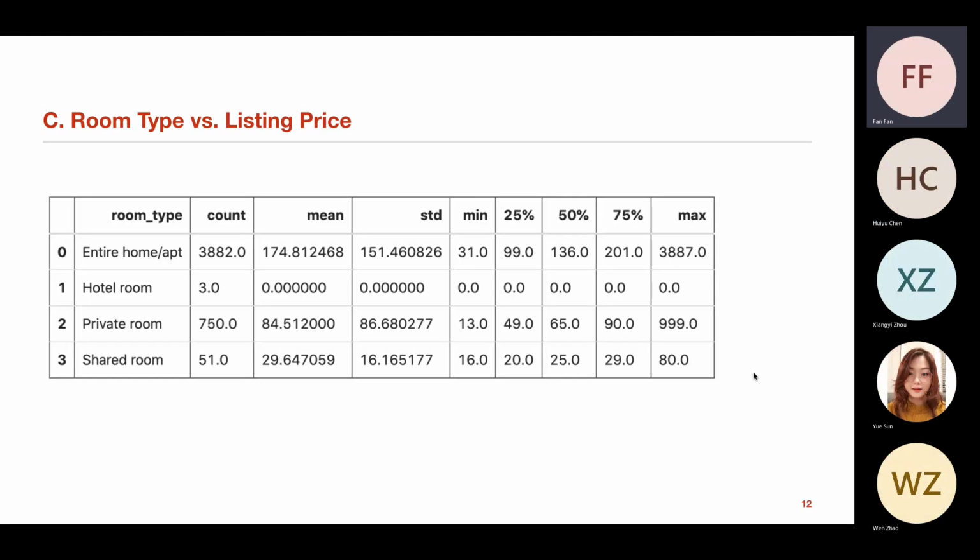In this section, I will show you what kinds of rooms are available in the Seattle market and how the room options are related to the listing price. We can see from the chart here that there are 3 main types of rooms you can choose on Airbnb in Seattle, which are entire home or apartment, private room, and shared room. And since hotel room has only 3 listings with no valid listing price, we will not be able to provide any available insight here. So, going to the next slide.